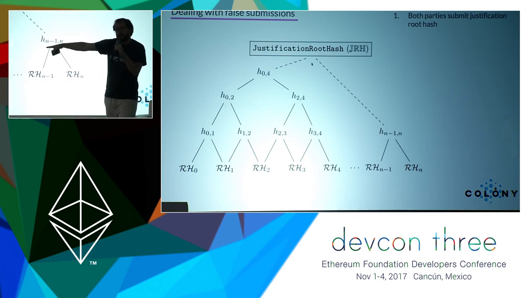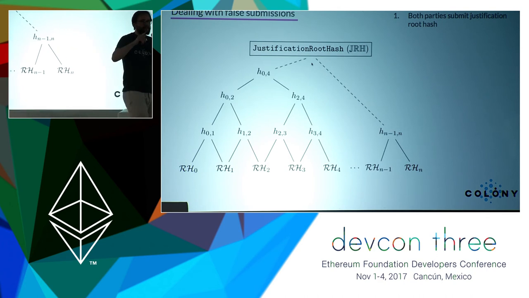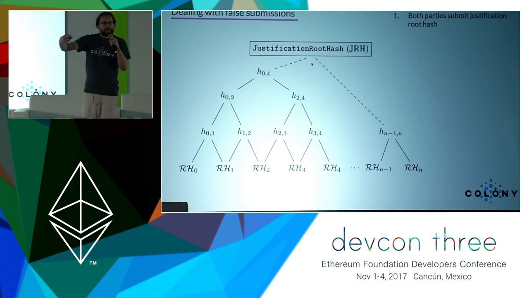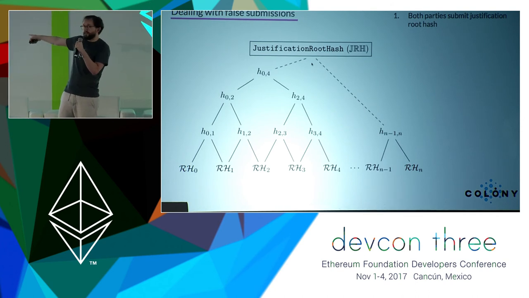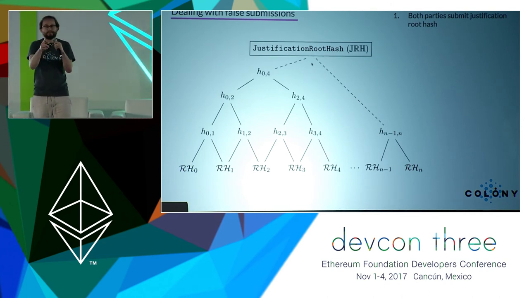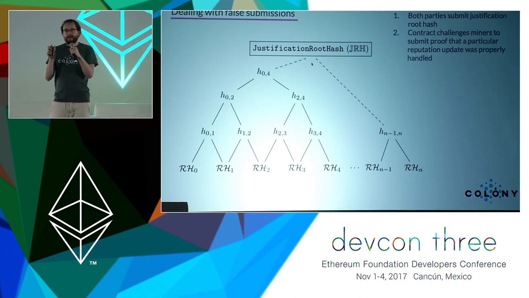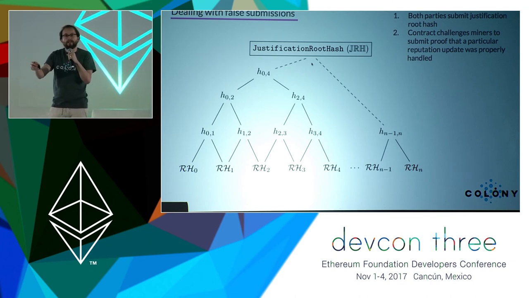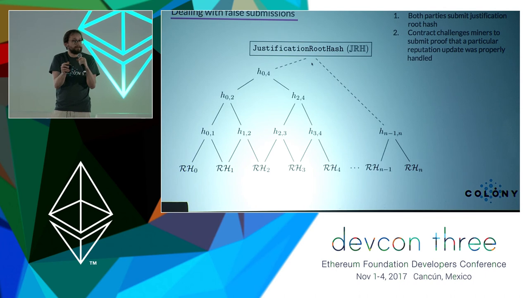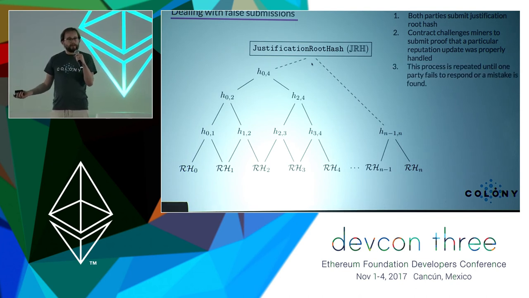And each step from RHi to RHi+1 represents a single update of a single person's reputation applied during the update period. So if you agree on the very left and disagree on the very right, at some point there's a first step where we disagree. And what the contract does, it challenges parties to prove the inclusion of a single specific reputation update step, which is small enough to calculate on-chain. And by looking at the Merkle proof, it can determine where the discrepancy is. And after a few iterations, either one party will have to stop responding because we found out that they cheated, or we actually determine a mistake in the calculation. So the wrong hash gets discarded, and whatever is left in the end is correct.